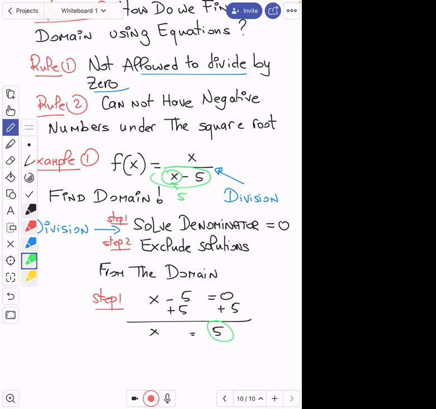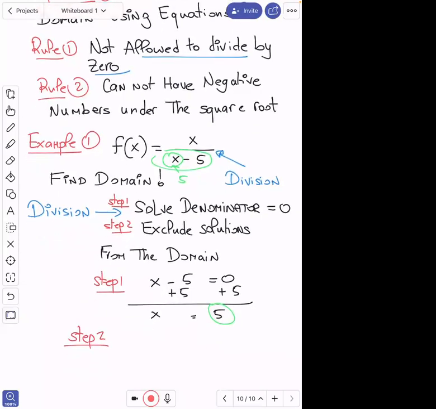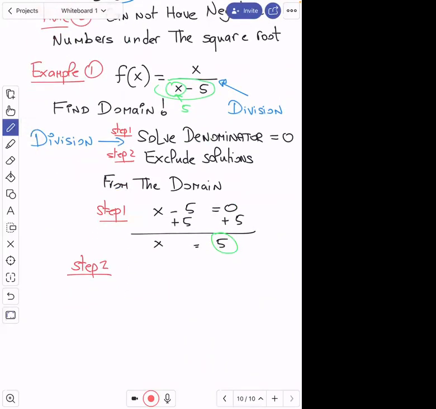So my input x cannot be equal to 5. x can be any real number except 5. That's what I'm going to do in step number 2: exclude the solution, which is 5, from the domain. My number line goes from negative infinity to positive infinity, and somewhere I have 5. My input x can be any real number except 5, so it's the whole number line except the 5. To exclude the 5, we use parentheses. The parentheses here mean I'm excluding the 5 from the domain.